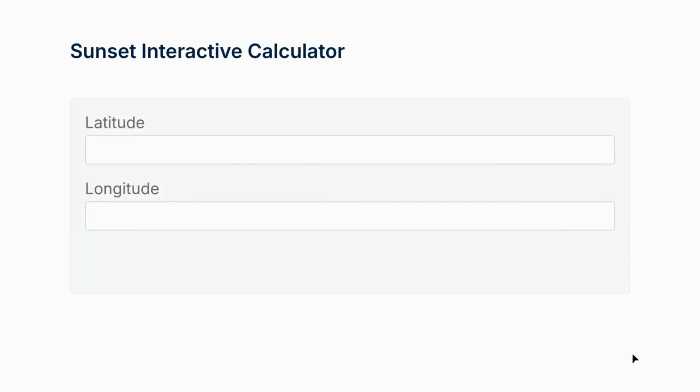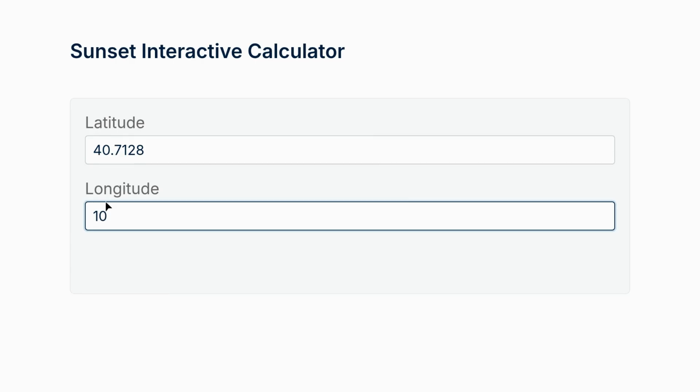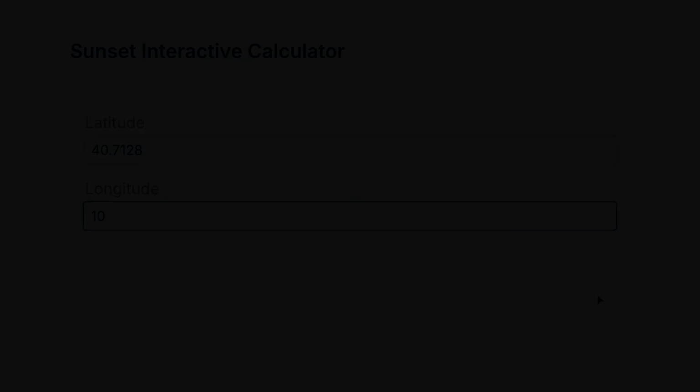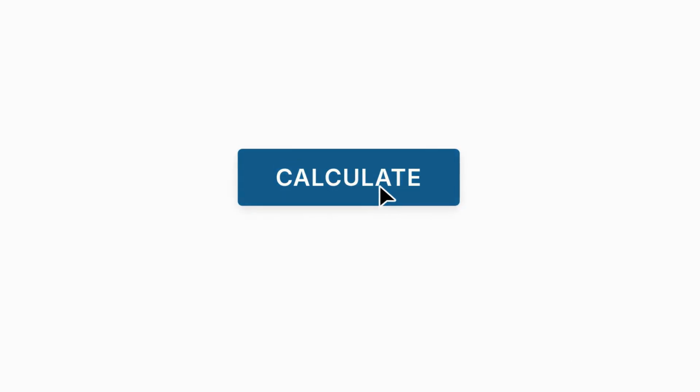Now enter your location data. Input your latitude in degrees. I'm using 40.7128. Enter your longitude in degrees. I'll use 10. Set your time zone offset in hours from UTC. I'm entering 10. Finally, specify your elevation above sea level in meters. I'll use 10. Click Calculate to process these values.